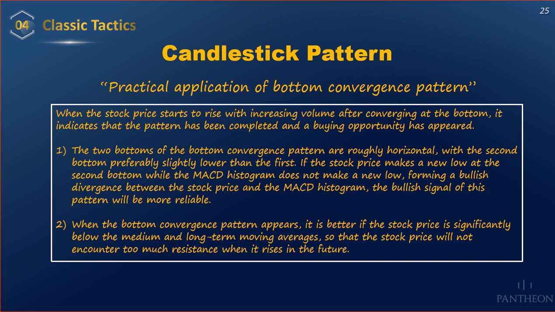First point, the two bottoms of the bottom convergence pattern should be roughly horizontal, with the second bottom preferably slightly lower than the first one. So if the stock price makes a new low at the second bottom, while the MACD histogram does not make a new low, resulting in a divergence between the stock price and the MACD histogram, the bullish signal of this pattern will be more reliable.